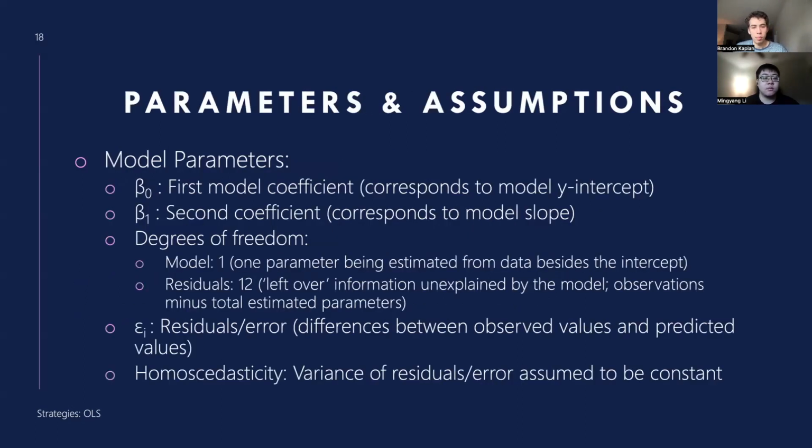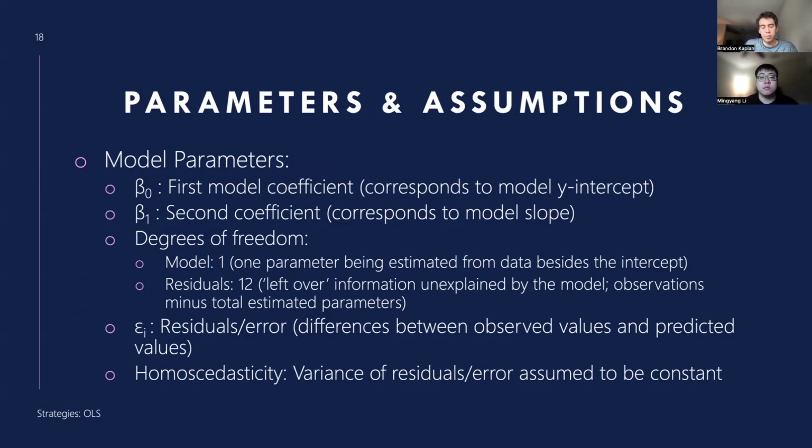Now I'm going to explain some of the parameters and assumptions for the OLS strategy, starting with the model parameters and model assumptions. These are inherent to any OLS model, and they are learned from the data. They include beta naught, which we discussed earlier as the first coefficient in our linear model. This corresponds to the y-intercept that the model learns from the data. We have beta 1, the second coefficient, which corresponds to the slope of the line fit by our model to our data.